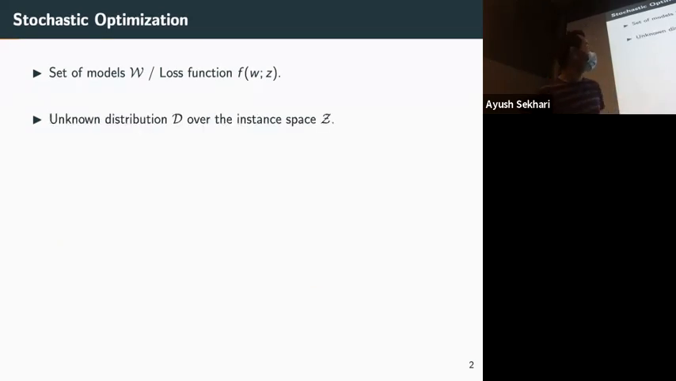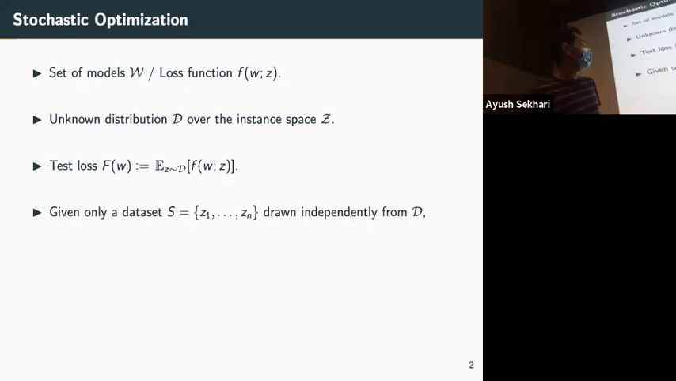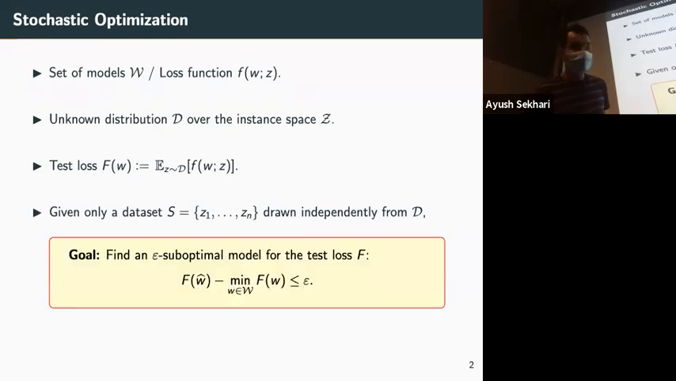To formalize, in stochastic optimization, one is given a set of models W and a loss function f that defines the loss of a model W on a data sample Z. There's some unknown distribution D over the instance space or data space Z, which induces a test loss defined as the expected loss when a new data sample is drawn from the underlying distribution. However, the learner does not know either the test loss or the data distribution, but has access to a data set S of n samples, which are drawn independently from the data distribution. And the goal is to find an epsilon suboptimal model for the unknown test loss F.